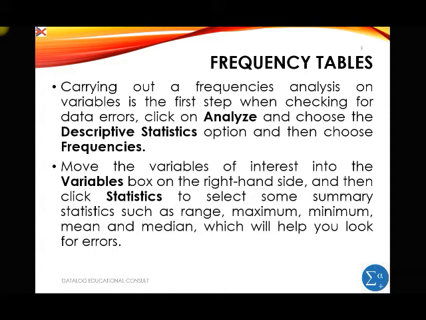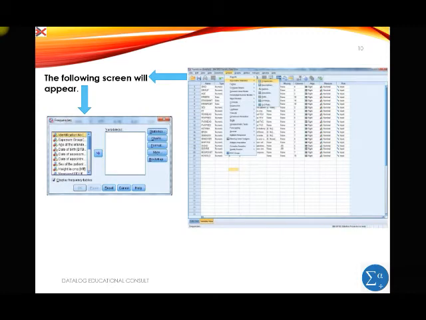Move the variables of interest into the variable box on the right-hand side, and then click Statistics to select some summary statistics such as range, maximum, minimum, mean, and median, which will help you look for errors. The following screen will appear. Under your analysis here, you click Analysis, Descriptive Statistics, you click on Frequency, then you have this displaying.